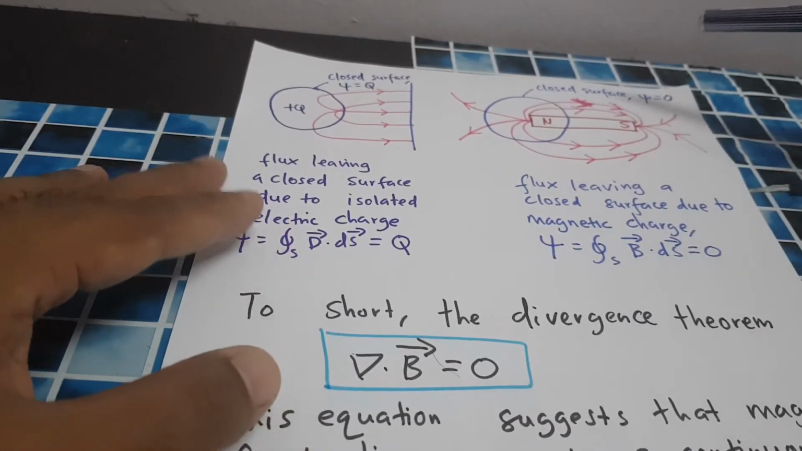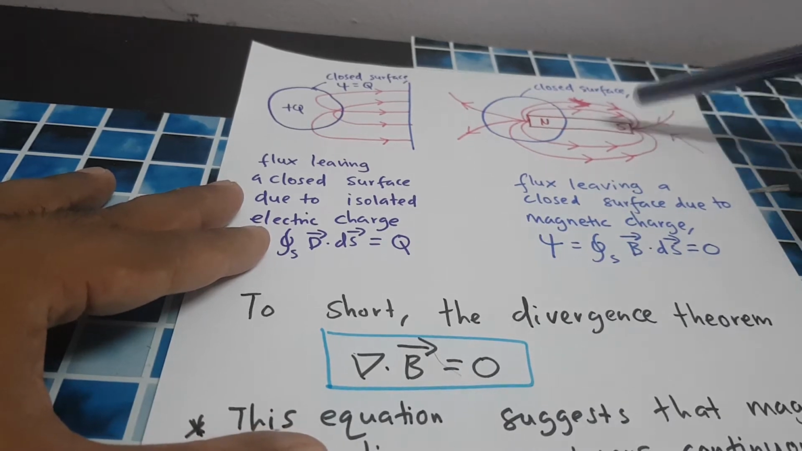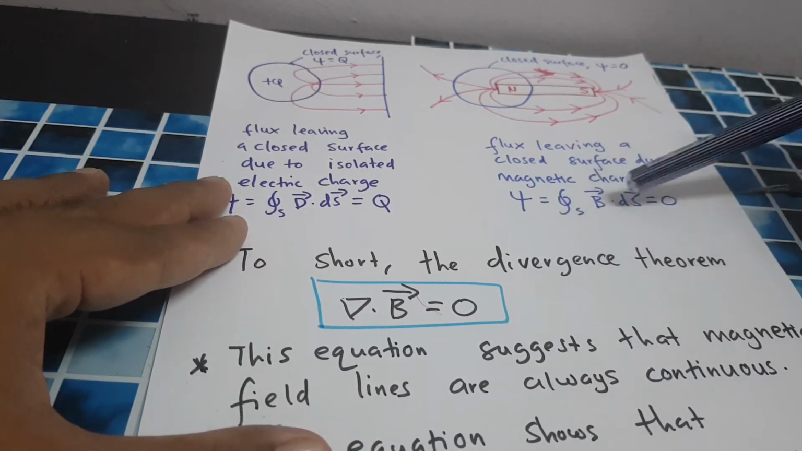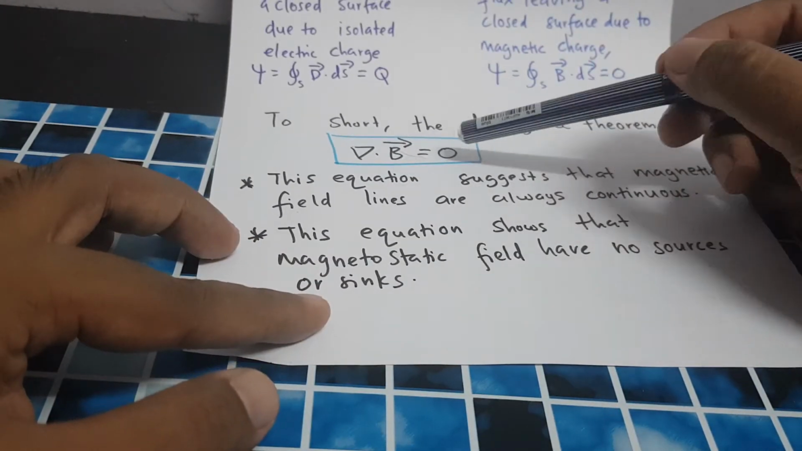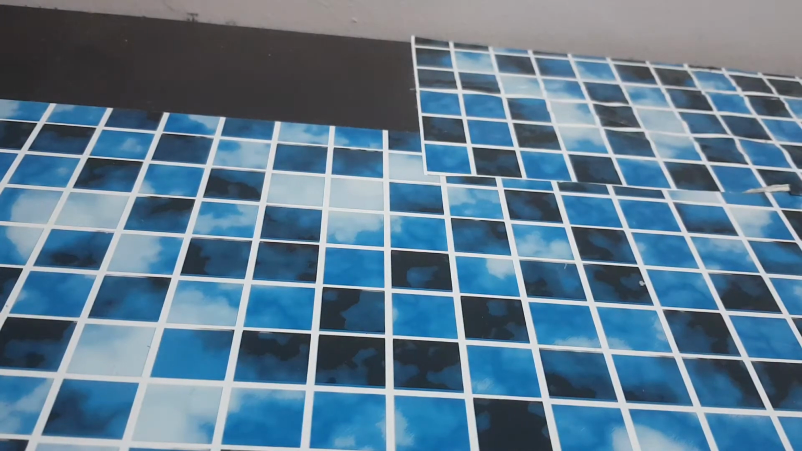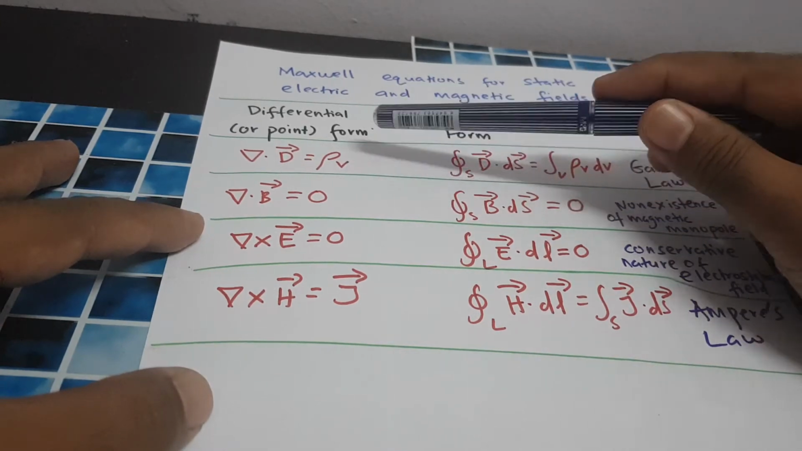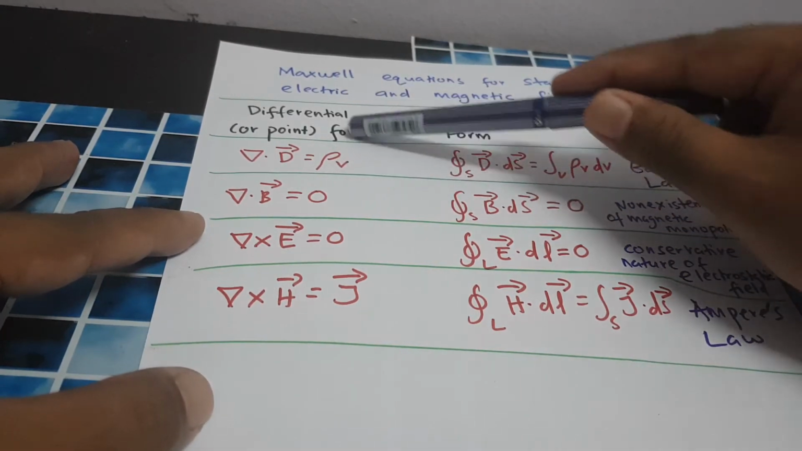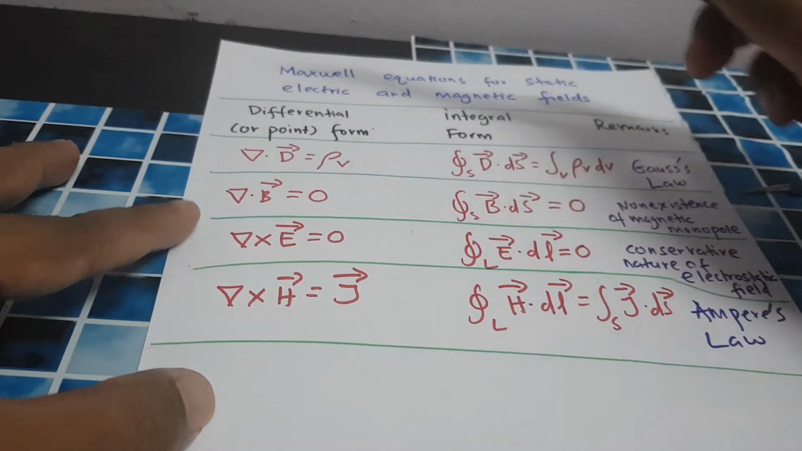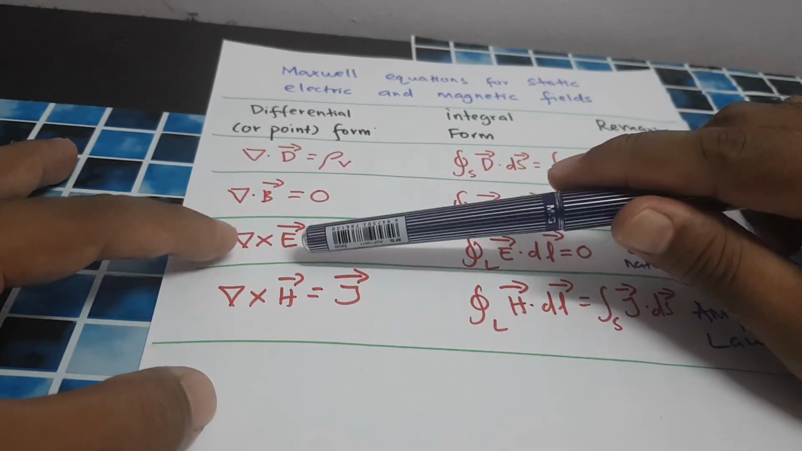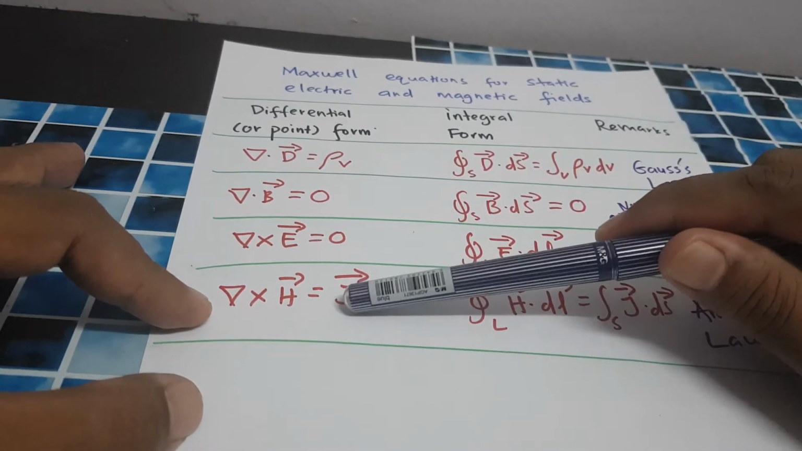So remember, the magnetic flux flows from south to north, and the flux, the integral over the closed surface S of B dot dS, equals 0, or we can use the divergence theorem, divergence of B equals 0. From the Maxwell equations for static electric and magnetic fields, divergence of D equals rho v, the charge density. This part is electrostatic. Divergence of B equals 0. The curl of E equals 0 and the curl of H equals J, where J is the current density.